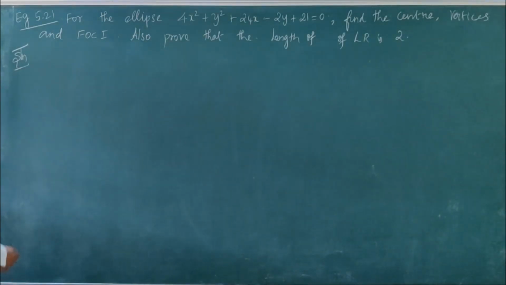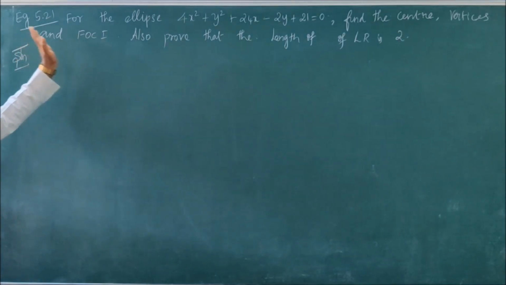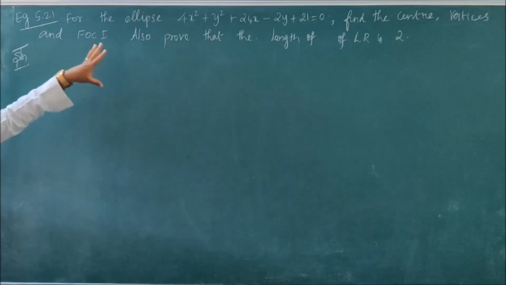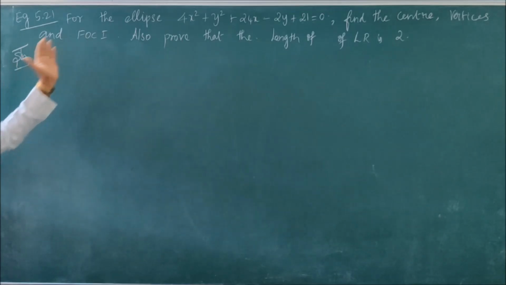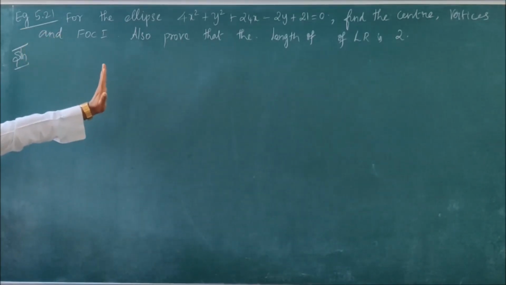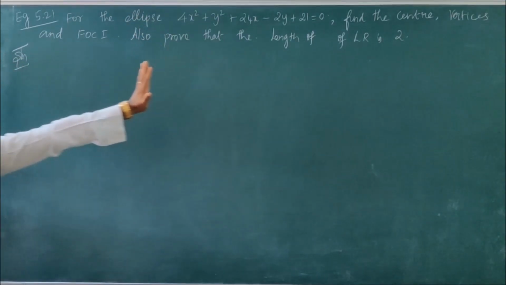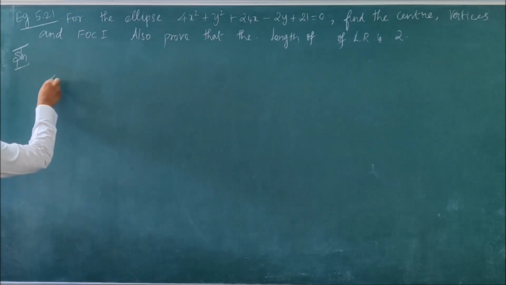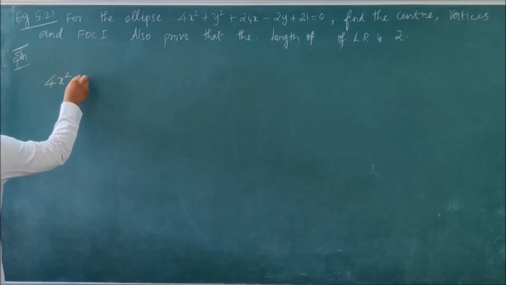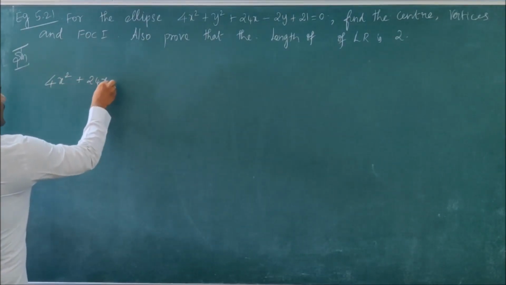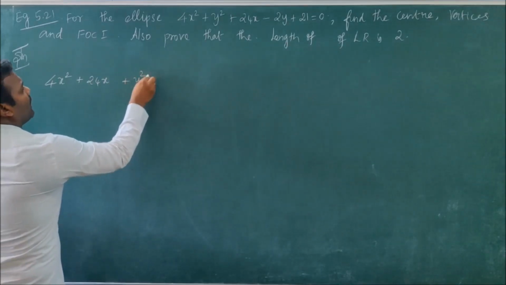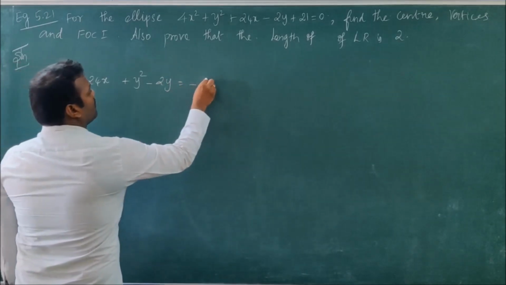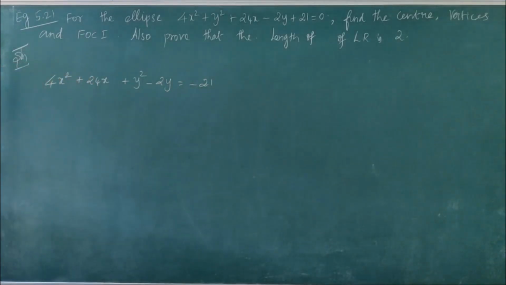Okay. So the first thing you have to do is arrange and separate the variables, group x and y together, and bring the constant to the other side. This is the first step. So I am going to arrange 4x square plus 24x plus y square minus 2y. When I bring the constant plus 21 to the other side, it becomes minus 21.